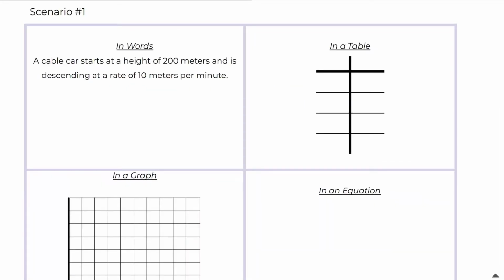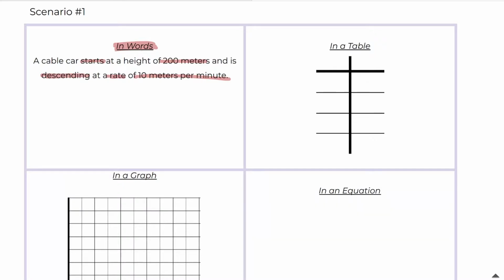So if you take a look at our first scenario, it tells us the information in words. So we know this situation in words, and it's telling us that a cable car starts at a height of 200 meters and is descending at a rate of 10 meters per minute. So all of this is some really important information.